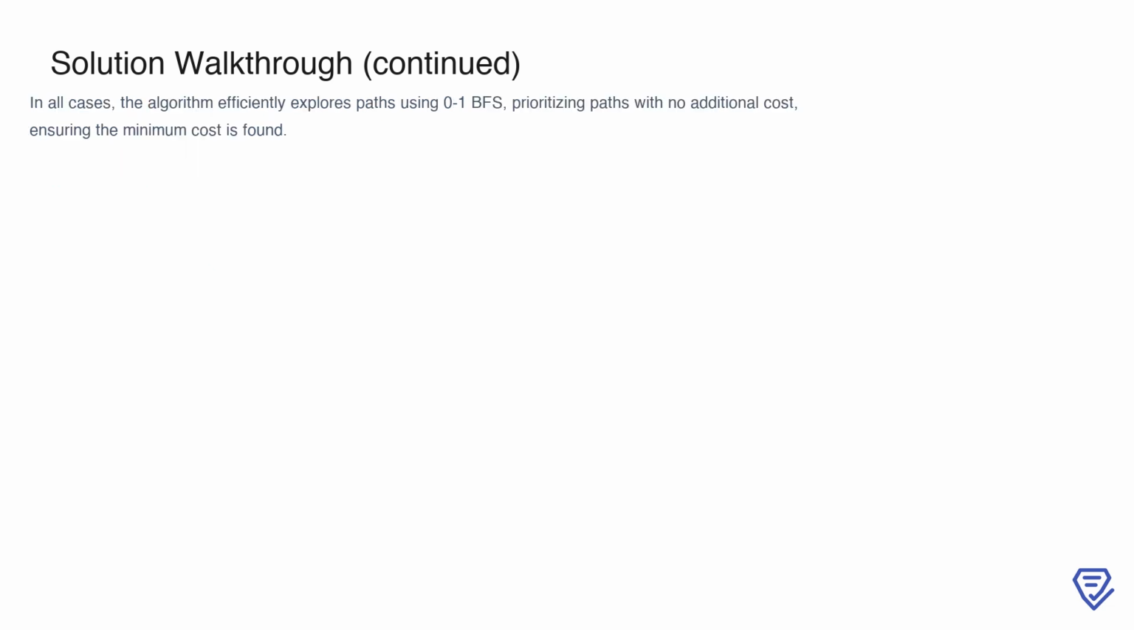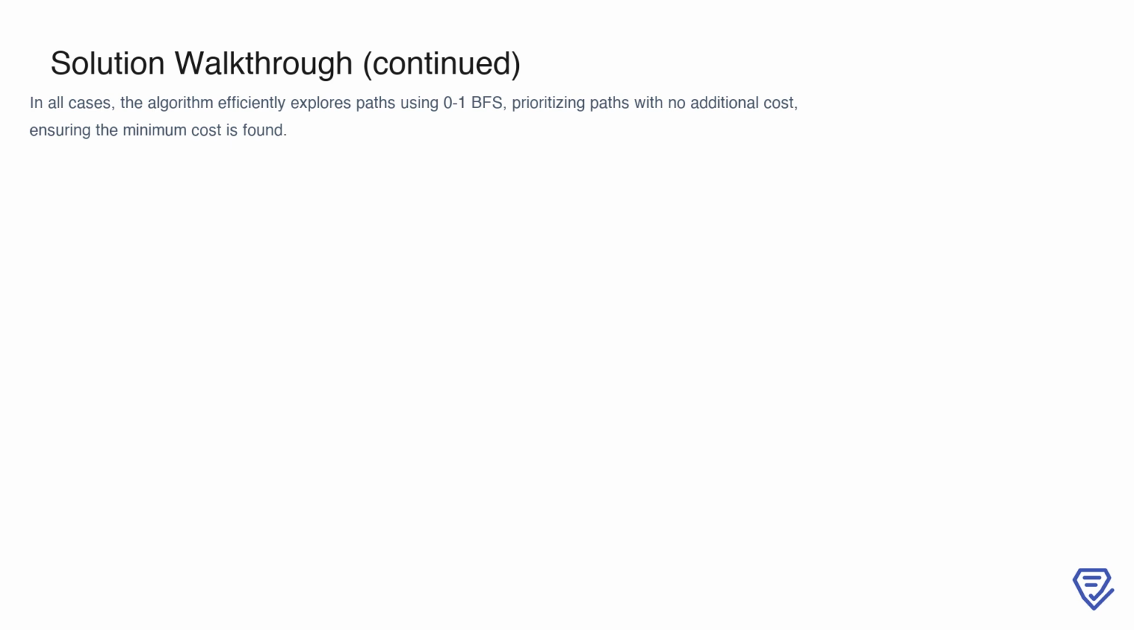In all cases, the 0-1 BFS algorithm ensures that paths with 0 additional cost are processed first, guaranteeing that the minimum cost is found efficiently. By prioritizing movements that align with the arrow directions and only adding costs when direction changes are necessary, the algorithm is both optimal and fast.